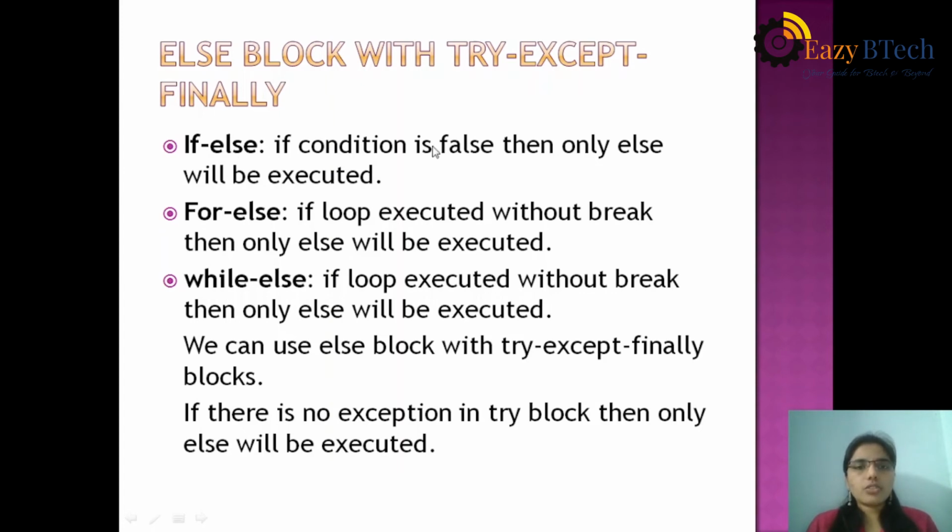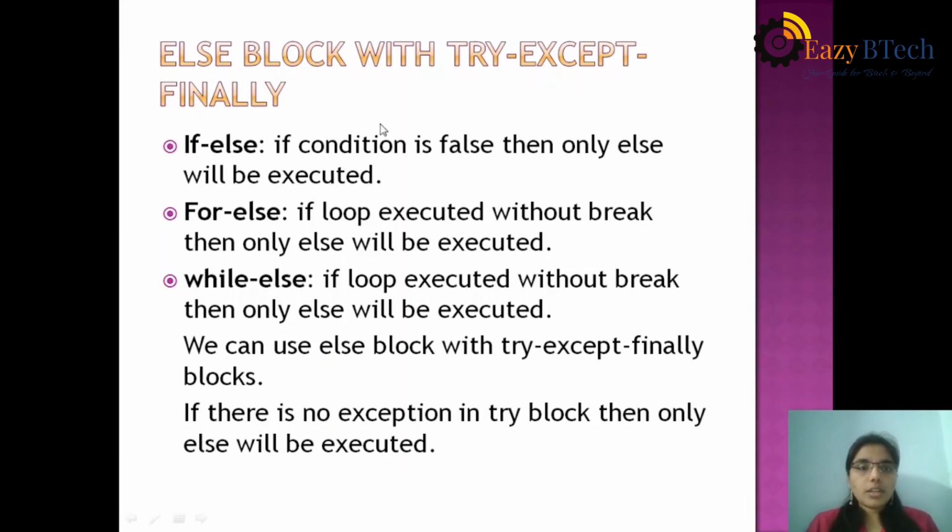If the condition is true, the if block executes; if the condition is false, then only the else block will be executed. Else is there with for, and else is also there with while. What is the purpose of for else and while else? If the loop executed without a break statement, then only the else will be executed. Similarly for while else: if the loop executed without a break statement, then only the while else is executed.